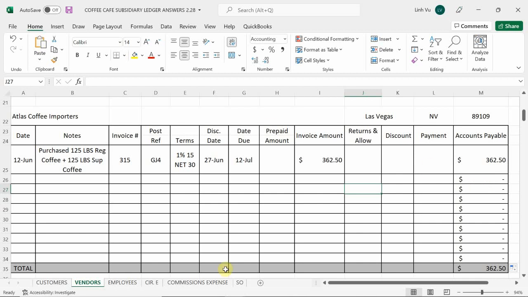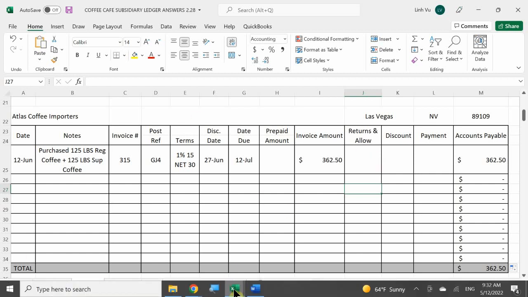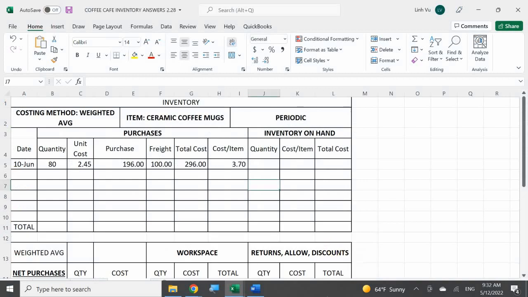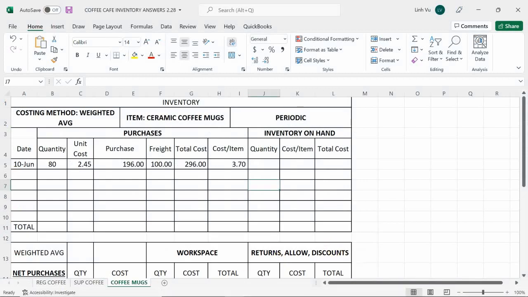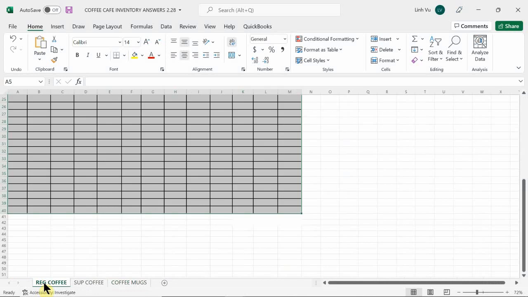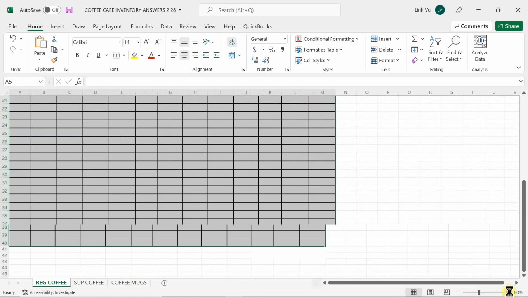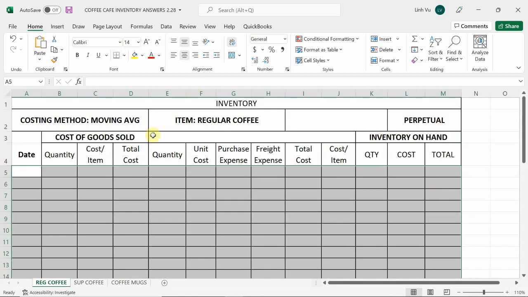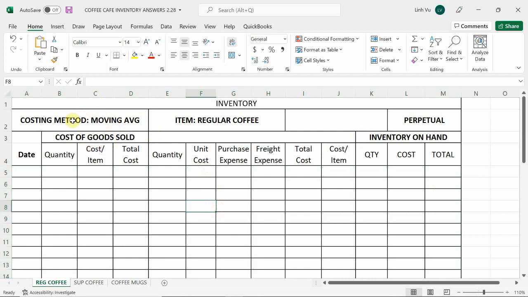All right. So now that I updated my subsidiary ledger, the last thing I need to do is update my inventory, because I just purchased inventory. I purchased regular coffee. Now my regular coffee, because we're using perpetual inventory, I should make a note at the top that I'm using moving average to calculate it. Or actually, I do need to keep calculating the average. It's for regular coffee and it's for perpetual.